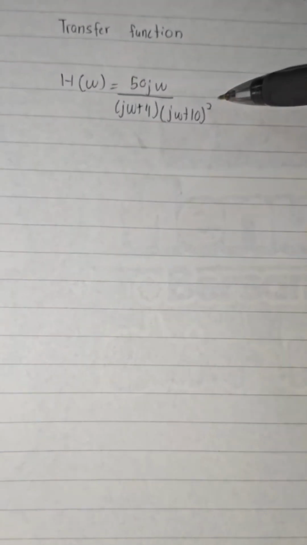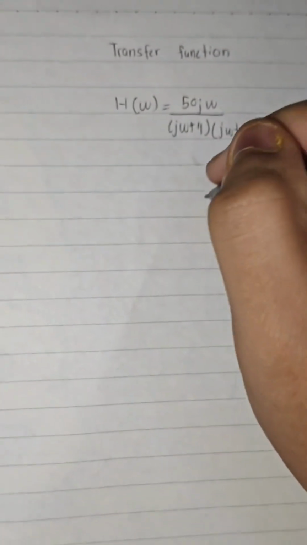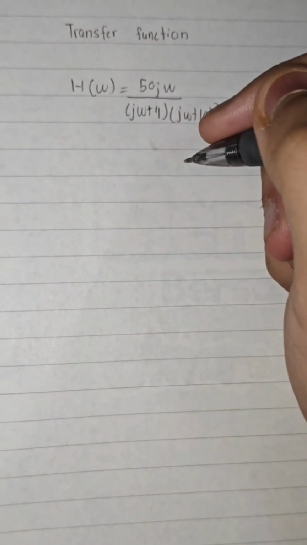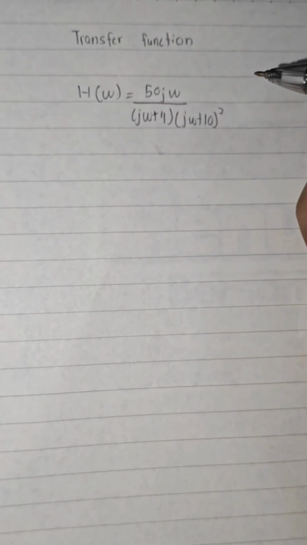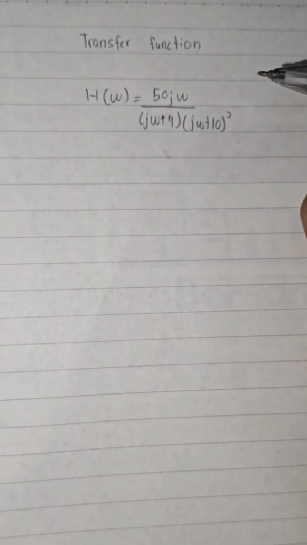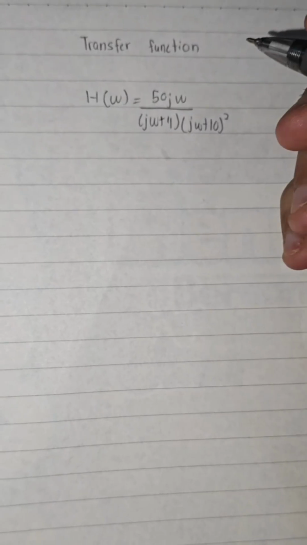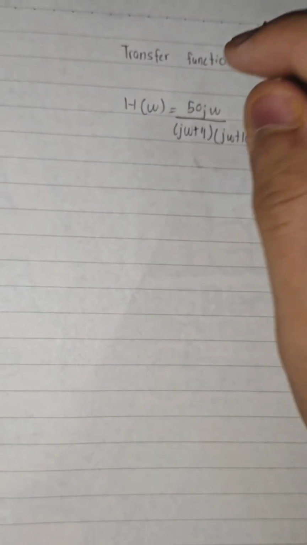First of all, we're going to do the first question, which is question D, transfer function. The transfer function is 50 j omega over (j omega plus 4) times (j omega plus 10) to the power of 2. Now we're going to convert this transfer function to standard form to do the magnitude Bode plot graph.